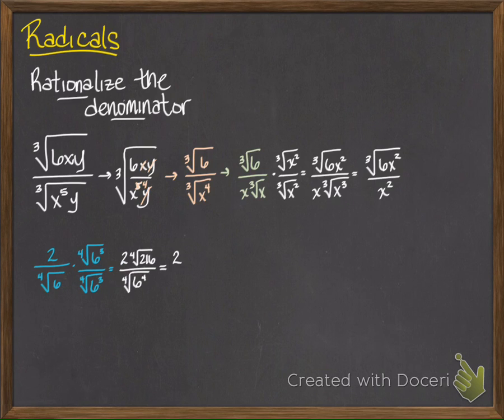In doing that, 6 cubed is 216. The denominator becomes the fourth root of 6 to the fourth, which in turn is just 6. Now I'm left with 2 times the fourth root of 216 over 6. I can simplify a little bit more and get the fourth root of 216 over 3. That's how we rationalize the denominator.